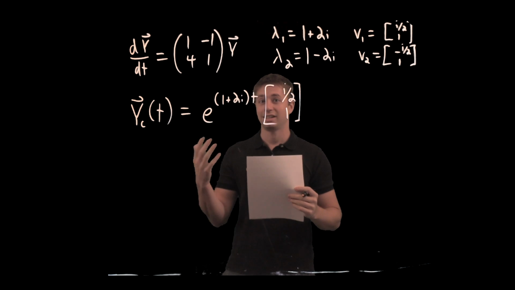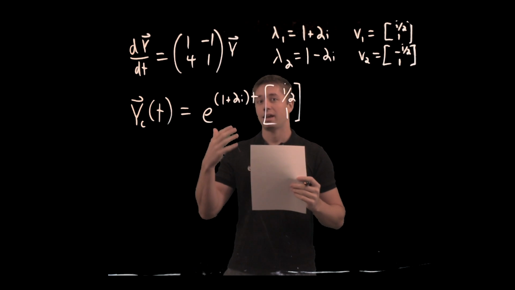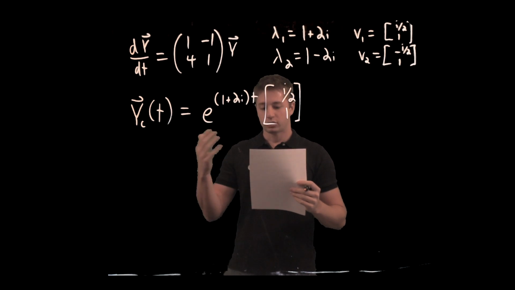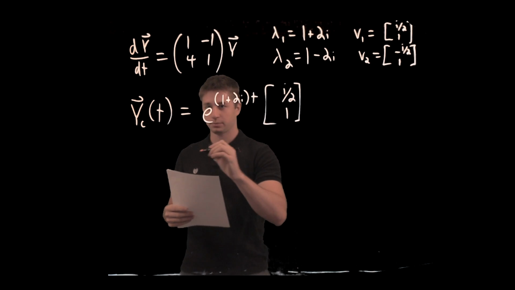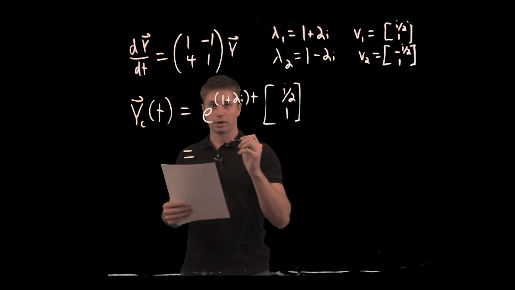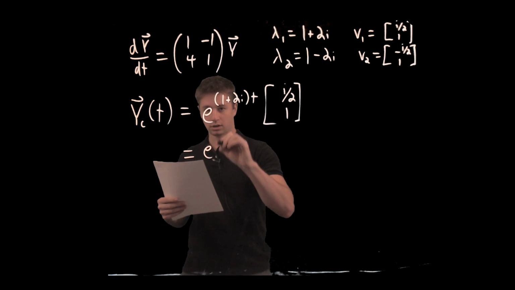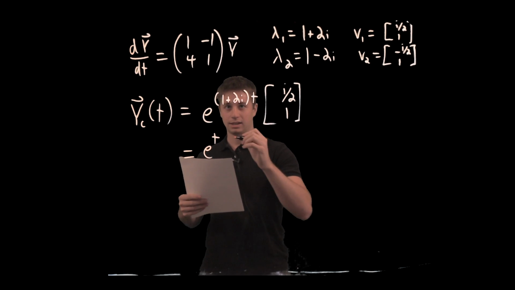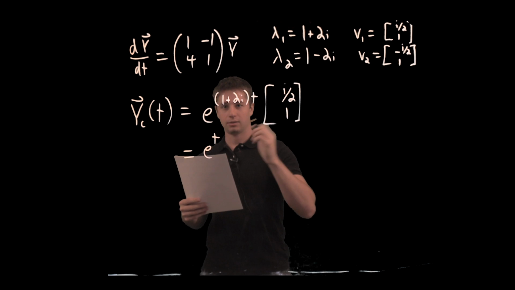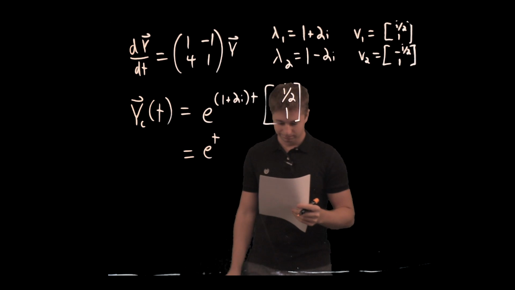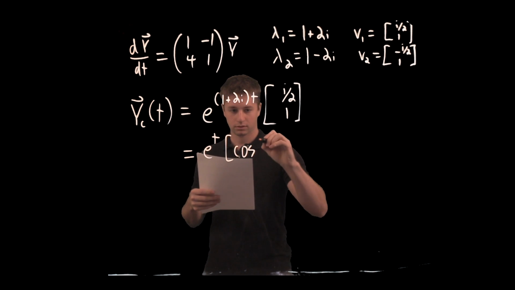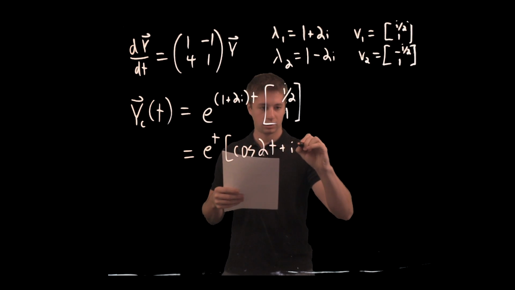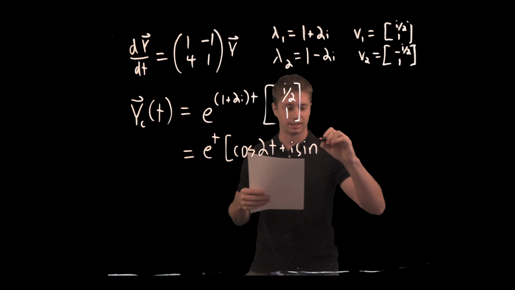The problem is it is complex, and we want a real general solution. So what do we do next? We separate this into real and imaginary parts. So to do that, we're going to use the fact that e to the i t, well, we're going to use Euler's formula. So we're going to expand out that e to the i 2t.